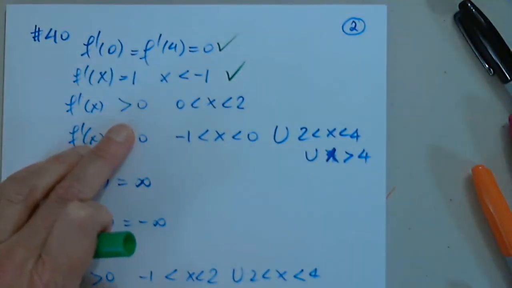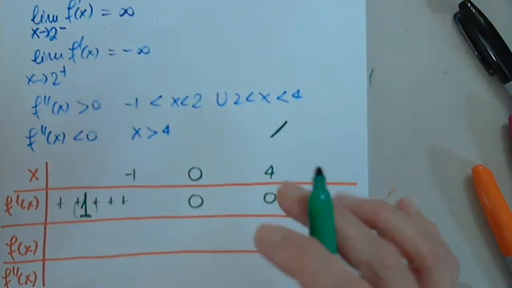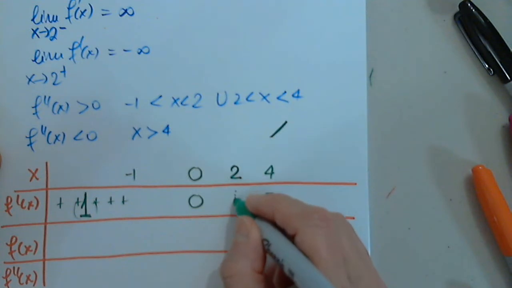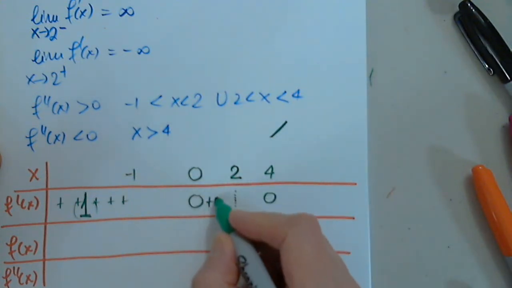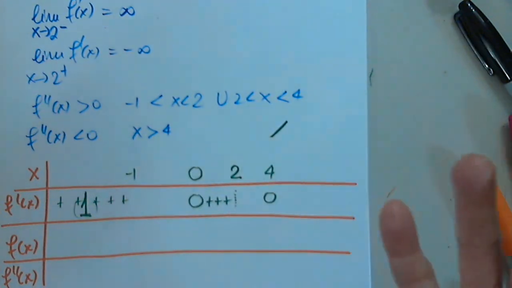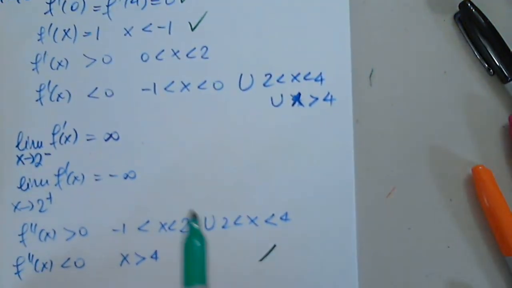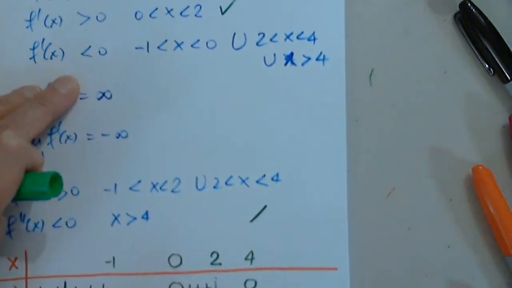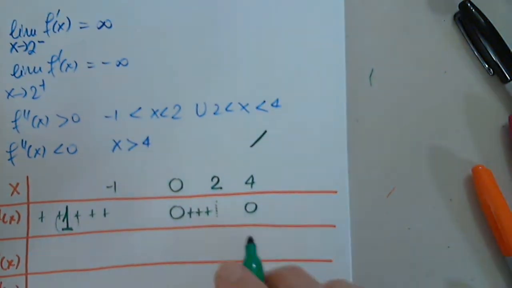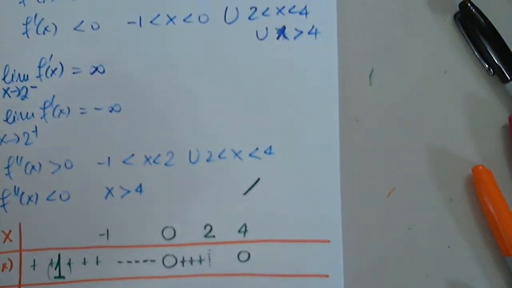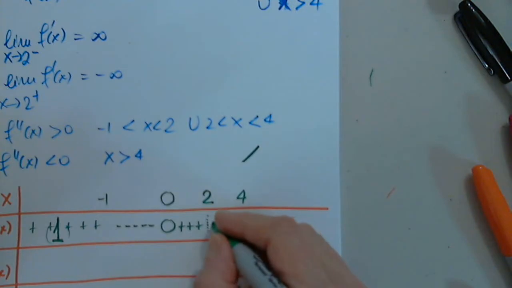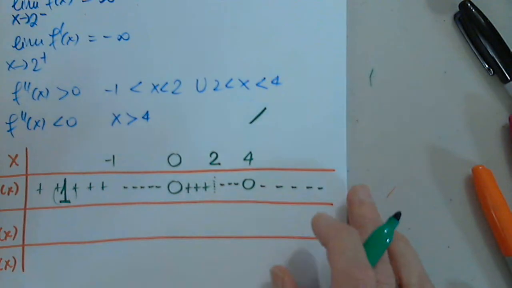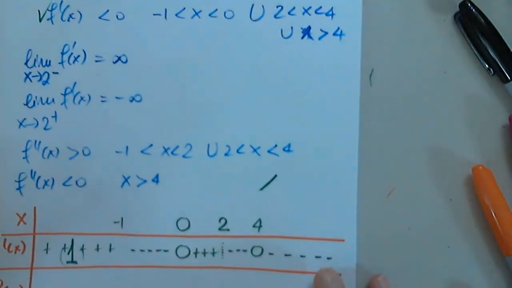First derivative is positive between 0 and 2. Okay, so now I have to put a 2 in here. And I don't know what happens here. But between 0 and 2, they say it could be undefined, it could be something else. But I know that it's positive between 0 and 2. Done. Now it's negative between -1 and 0. It's also negative between 2 and 4, and it's also negative to the right-hand side of 4. So all this is taken care of.